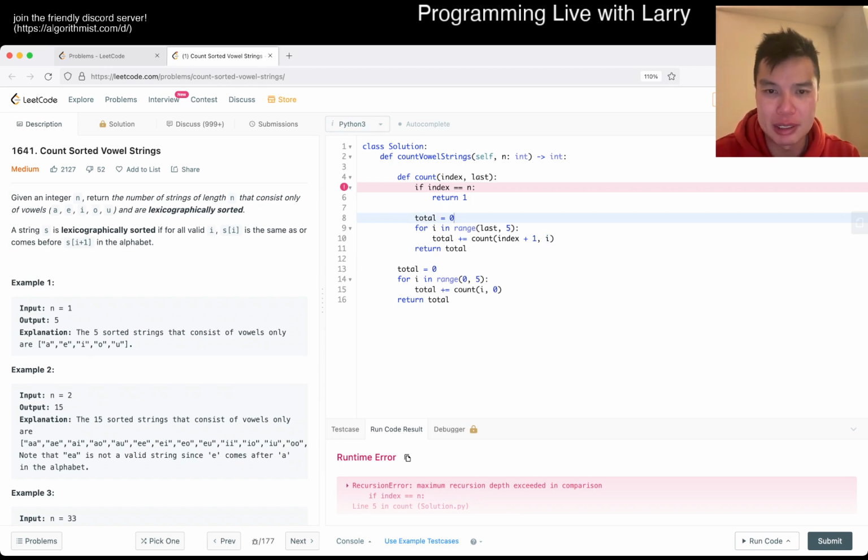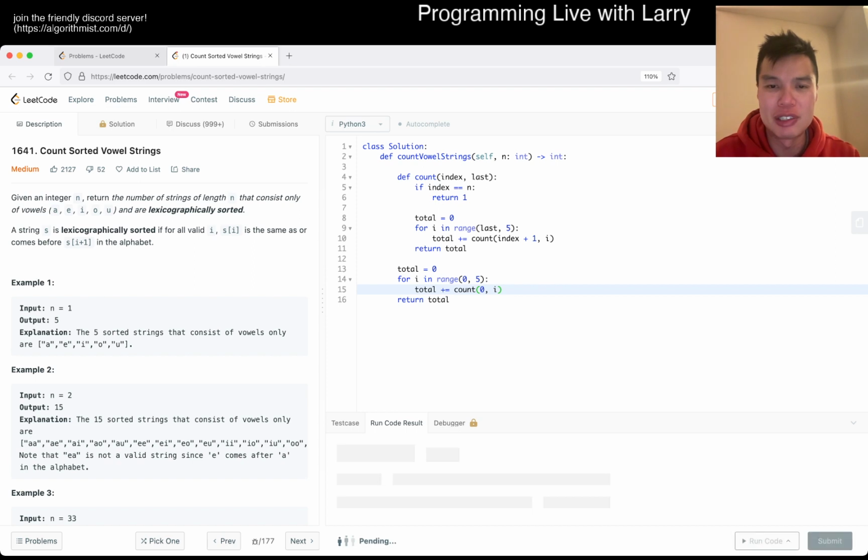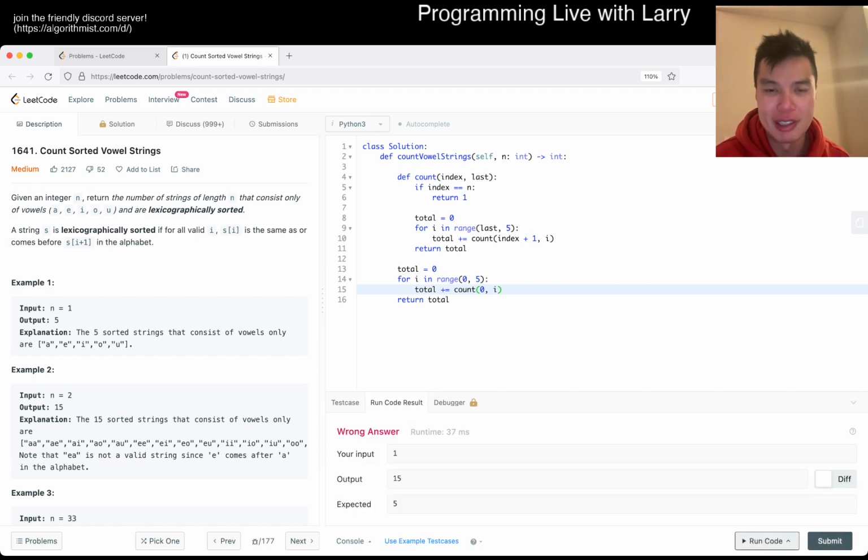Oh, I messed up here. This should be 0i and not I0, because the first digit should be I, right, from 0 to 5. And of course I get the wrong answer somehow.